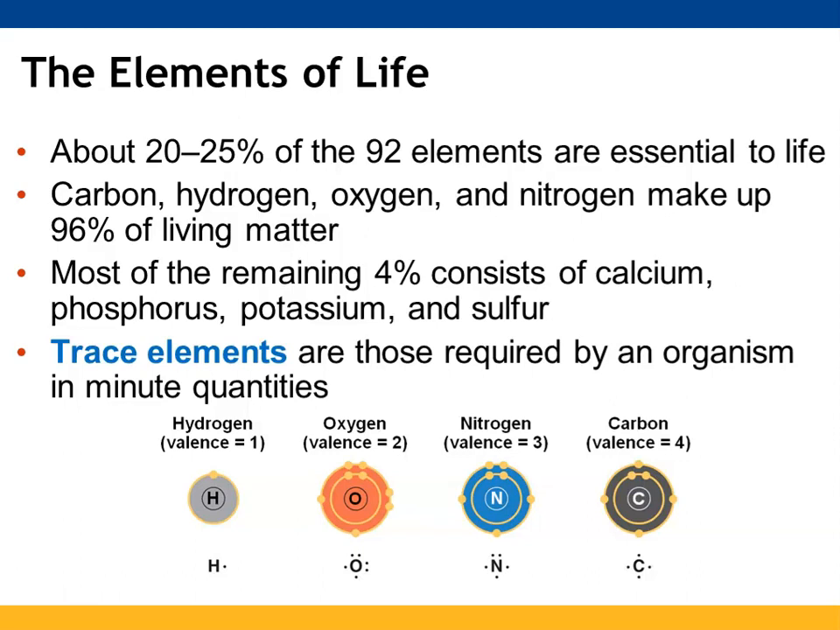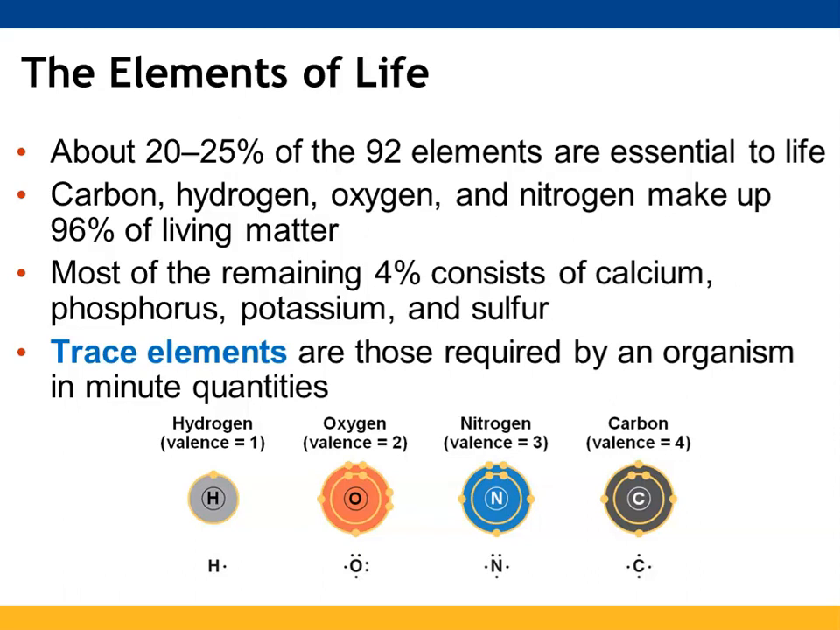The majority of what's left will consist of calcium, phosphorus, potassium, and sulfur, and there are some other trace elements that are required, like iron. So what you see down there at the bottom are the electron shells representing those four elements. Hydrogen has 1 electron, oxygen has 8, nitrogen has 7, and carbon has 6.